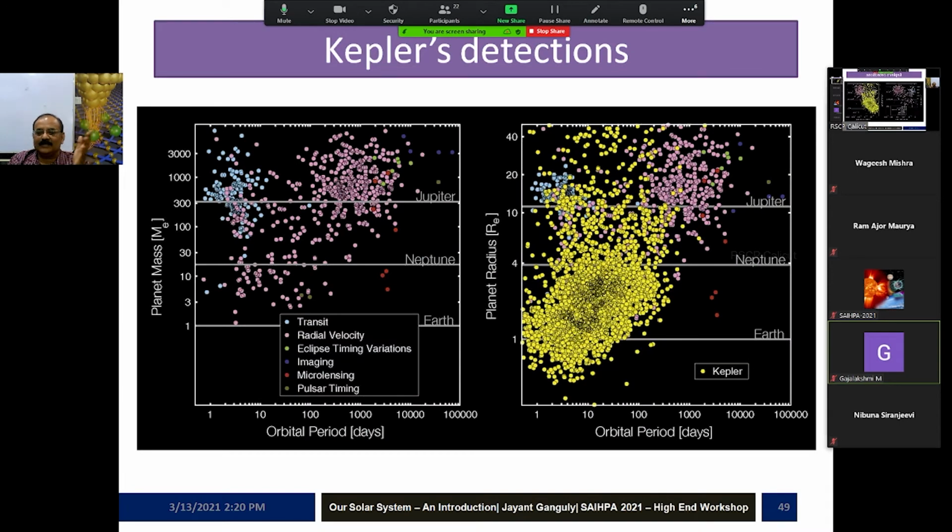And these are some of the results. You can see this graph shows how the planetary mass is distributed with respect to the orbital period. Again, we have how this planet's radius is plotted with respect to size. You can see different sizes.